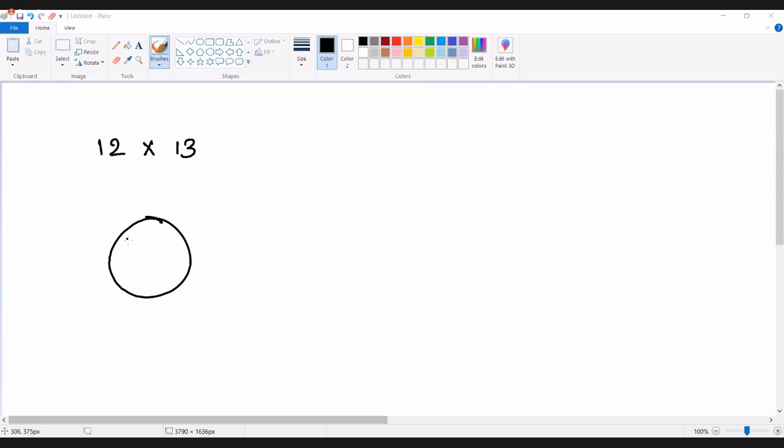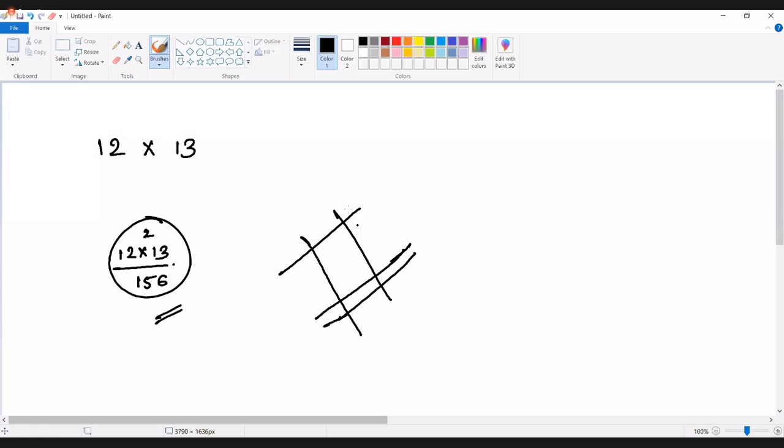So one method is finding 12 into 13 just using the regular approach which we studied in school. 13 into 2, 26, 13 ones are 13, 13 plus 2 is 15, it is 156. Or otherwise you can use the lines method. 1, 2 is going to be 12, 1, 3 is going to be 13. Then counting the number of intersections here.